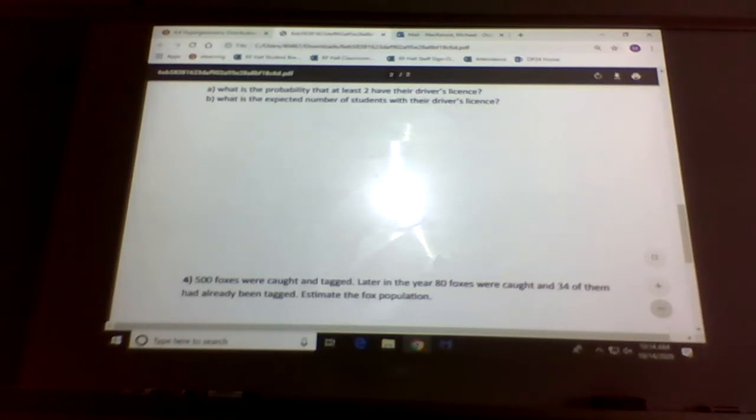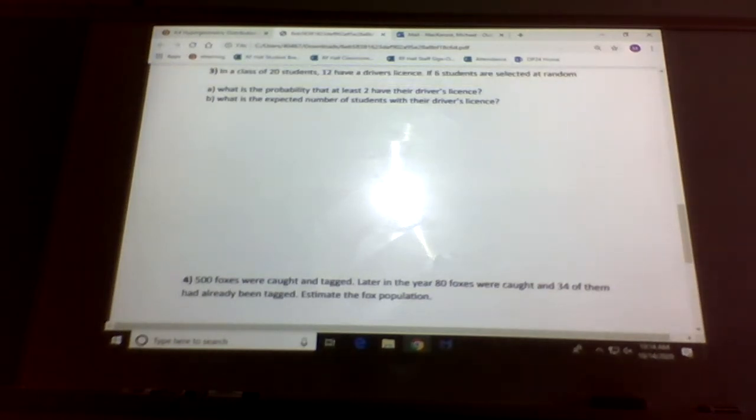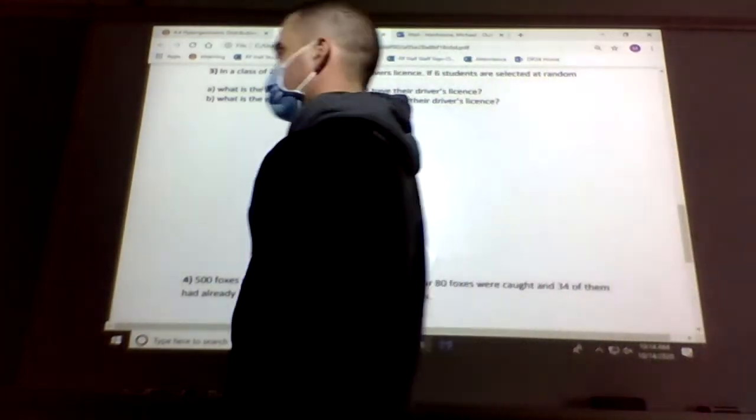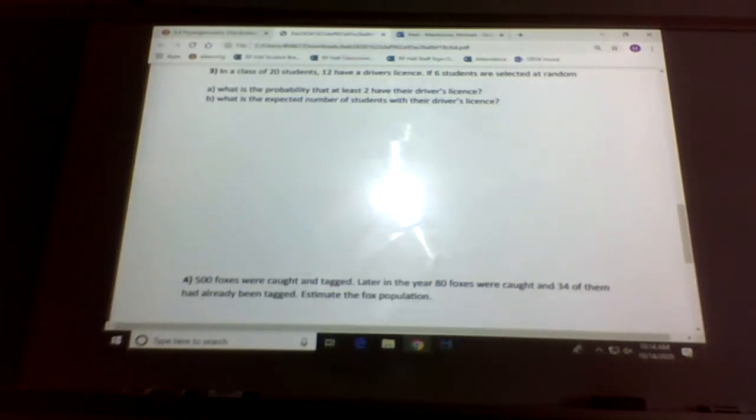Okay, last 2. In a class of 20 students, 12 have a driver's license. If 6 students are selected at random, what is the probability that at least 2 have their driver's license?